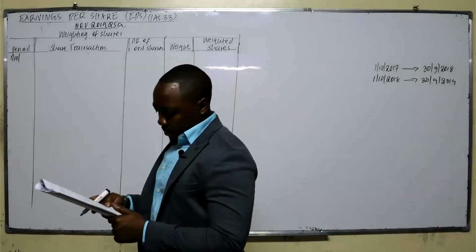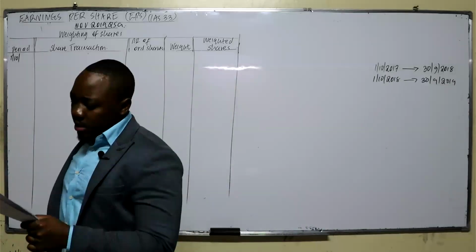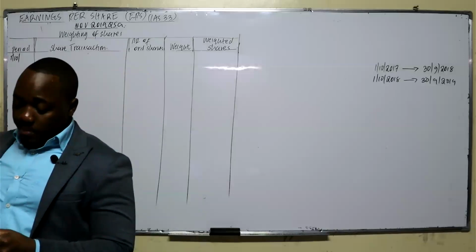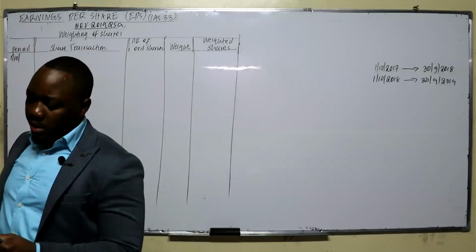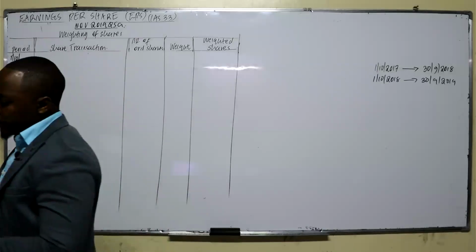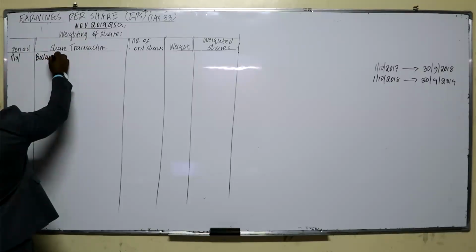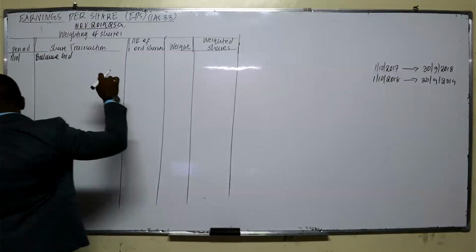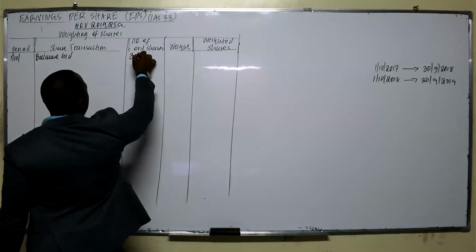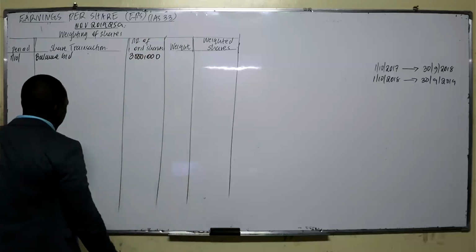So we have that. You have also obtained the following information in respect of the company's share capital. Number 1, ordinary share capital as at 1st of October 2017 was 15 million shillings, made up of shares of 5 shillings par value. Balance brought down. We had how many shares? 15, right? Very wrong. Is it 5 or 3?